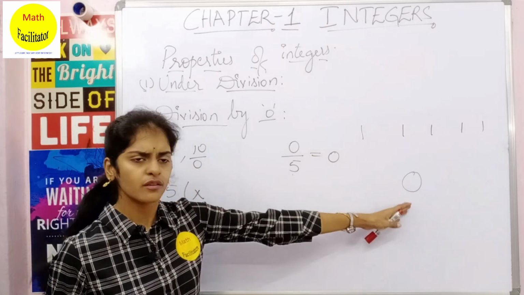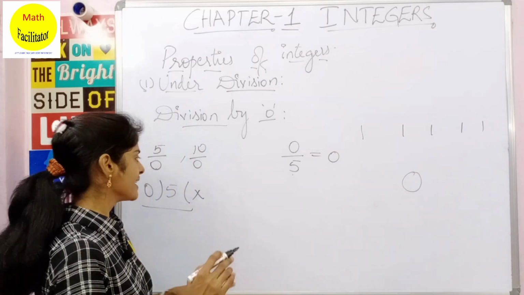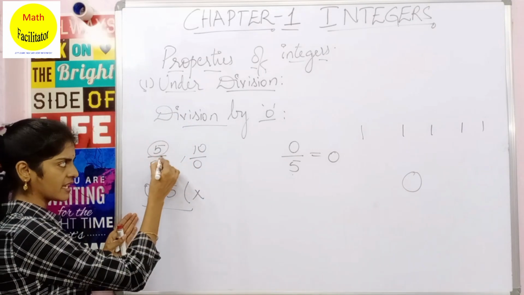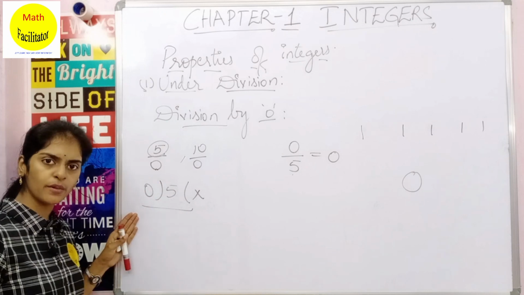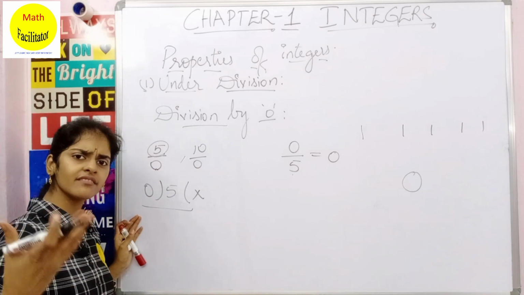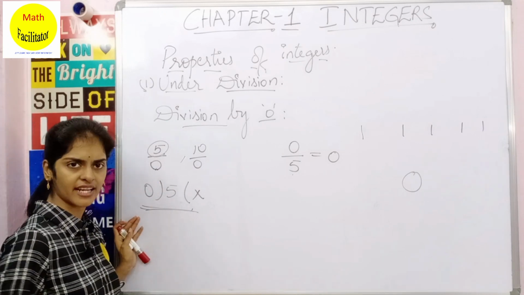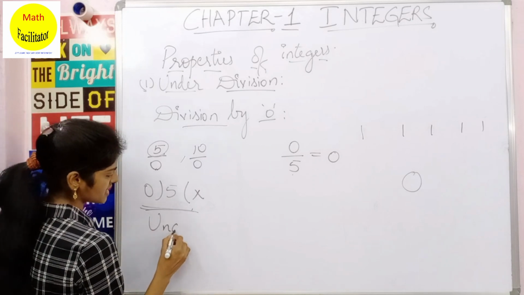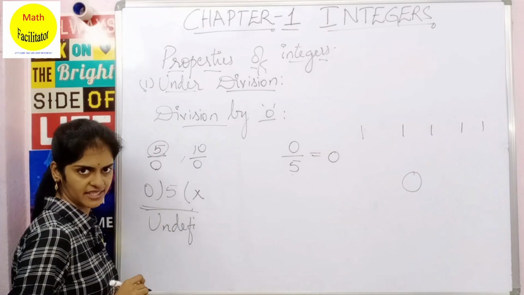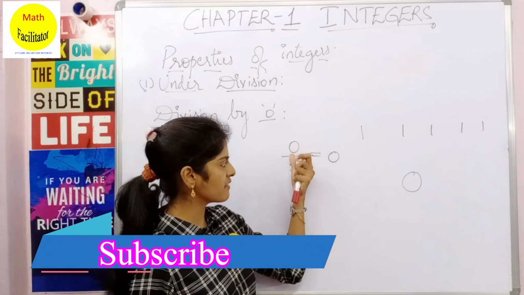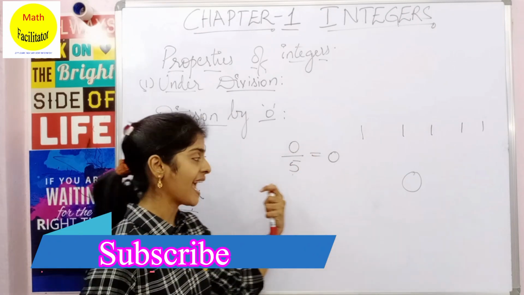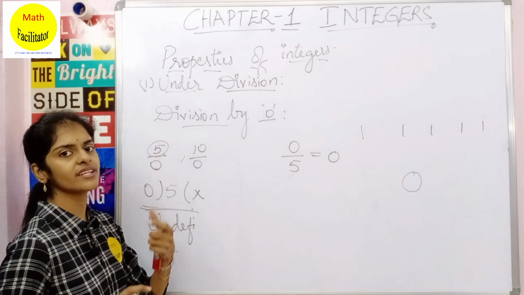I hope you understood with this example. Now when you have something but you want to divide it among 0 people, the question itself is meaningless and this is undefined. Such meaningless questions are called undefined. Clear? Now 0 divided by something gives you 0, and something divided by 0 is undefined.